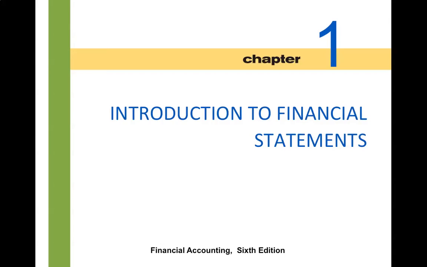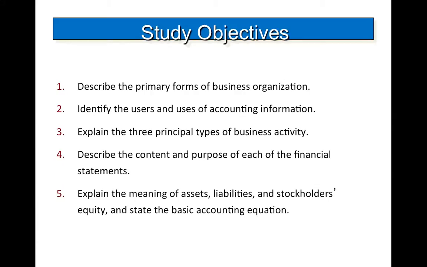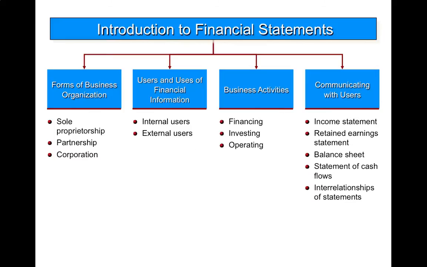We are going to continue our discussion in Chapter 1. We've talked about the primary forms of business organization, and we identified the users and uses of accounting information. Today we're going to explain the three principal types of business activity.